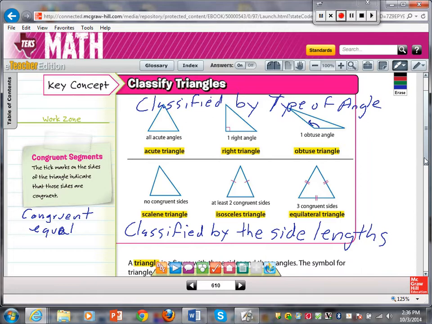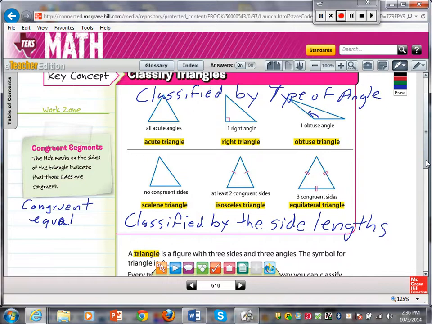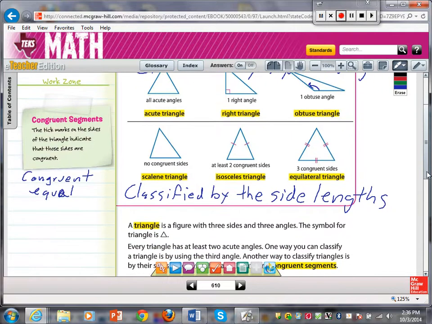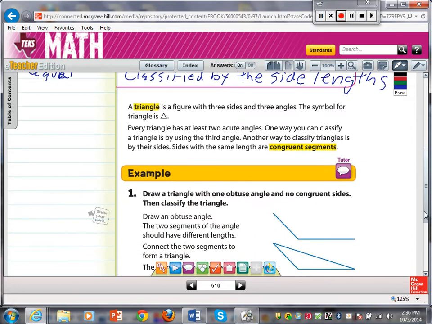Okay, so that's the basics of your preliminary properties of triangles, but we're going to go into a deeper kind of understanding of triangles. So here's our first definition. A triangle is a figure with three sides and three angles. The symbol for triangle is that little delta sign, which looks like a little triangle. So it kind of makes sense to use that symbol for the triangles.